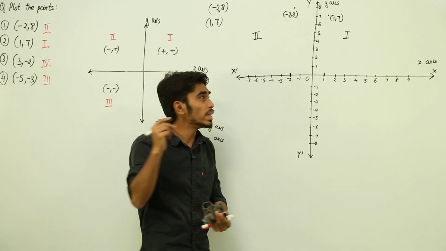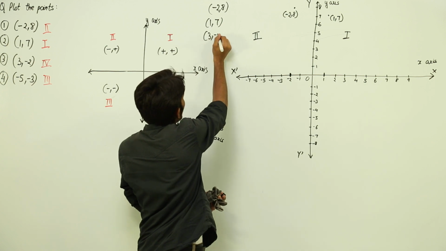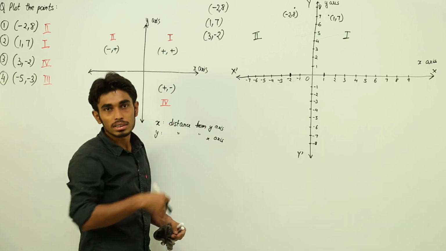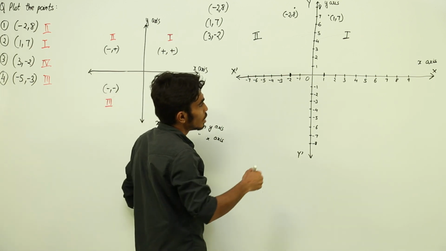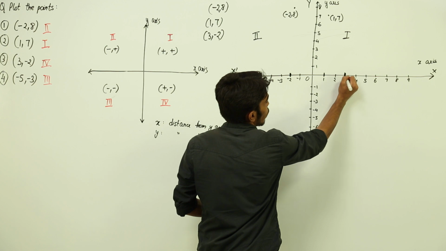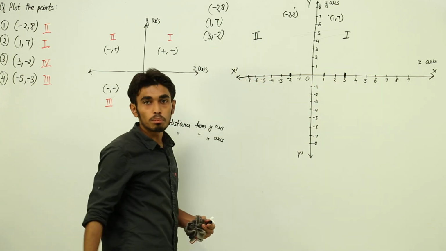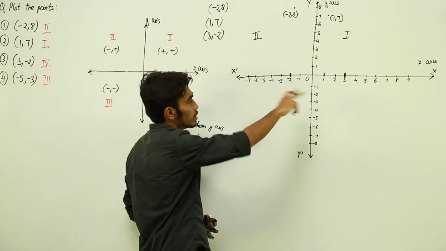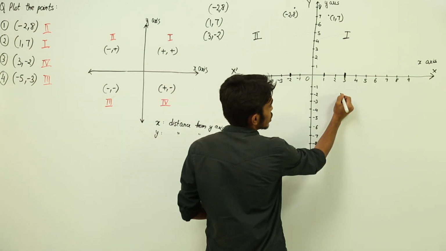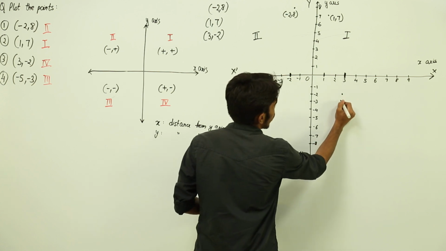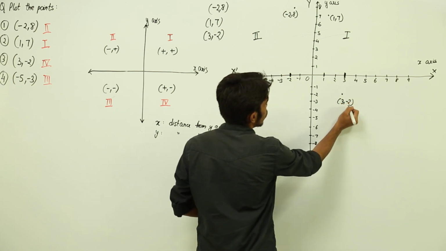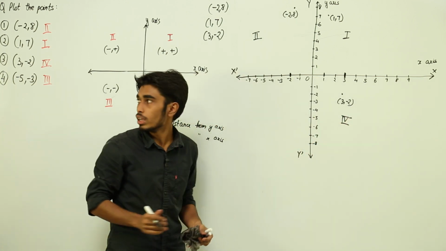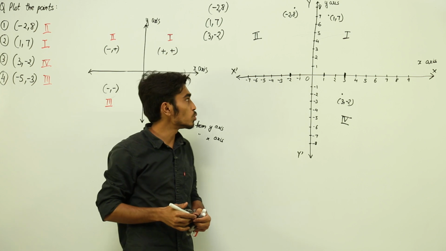Similarly, we have the third point as (3, -2). First we will move 3 units from the y-axis, and we will land at this point. Then -2 units from the x-axis. Minus 2 means we will go in the downward direction. This is our x-axis. In the downward direction, we will land at this point, and this point corresponds to (3, -2). And this is our fourth quadrant, so we can verify from here that (3, -2) lies in the fourth quadrant.